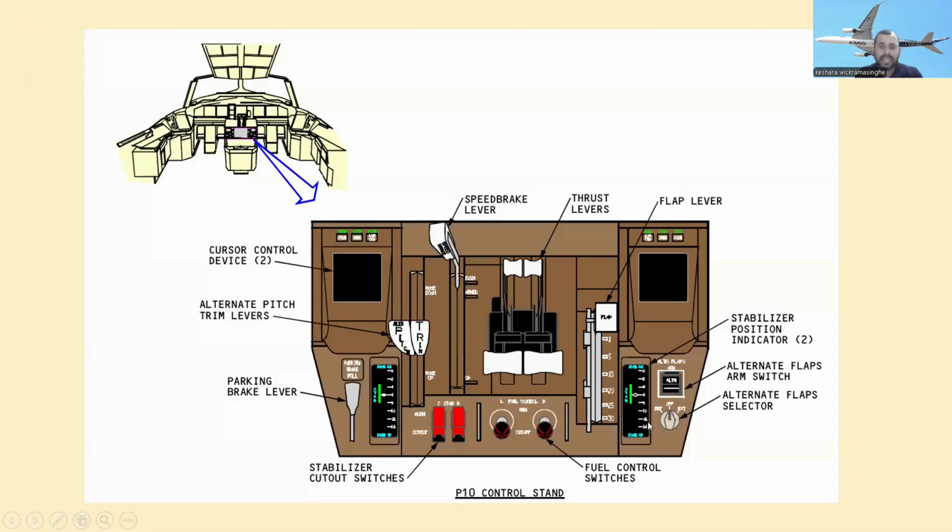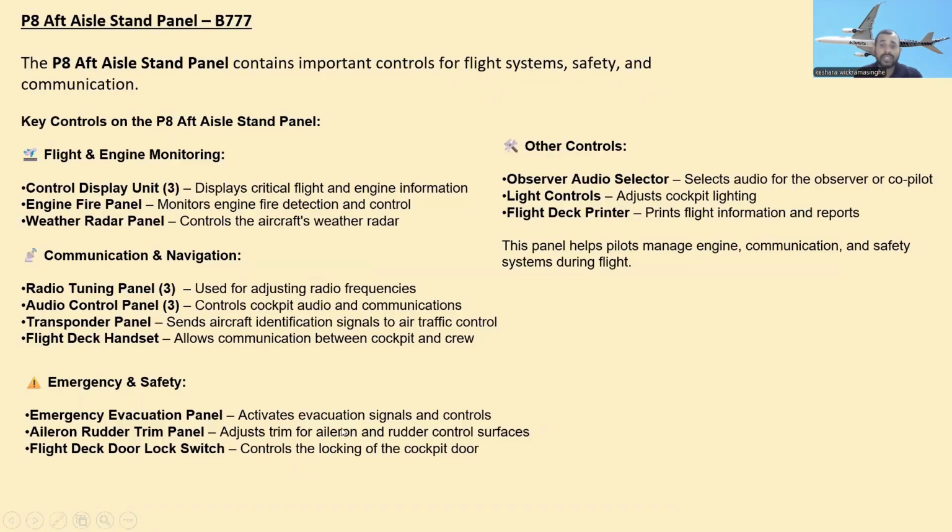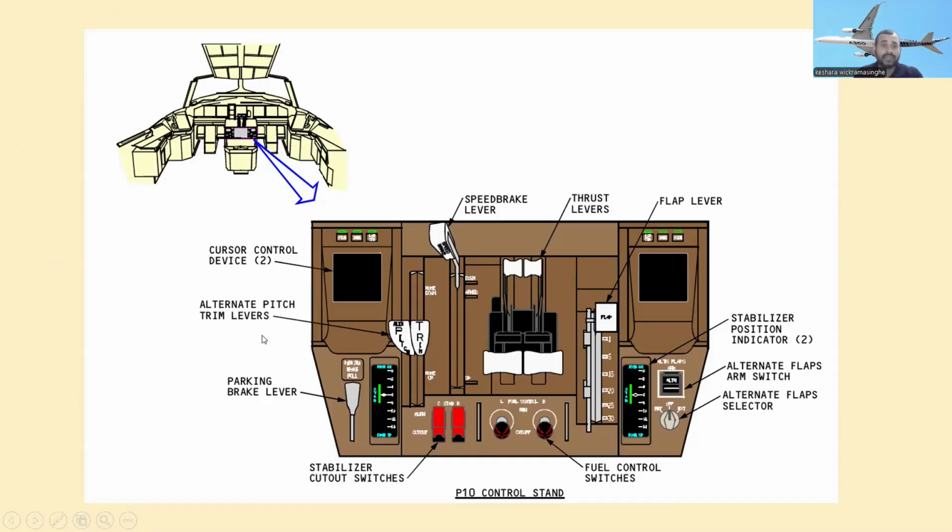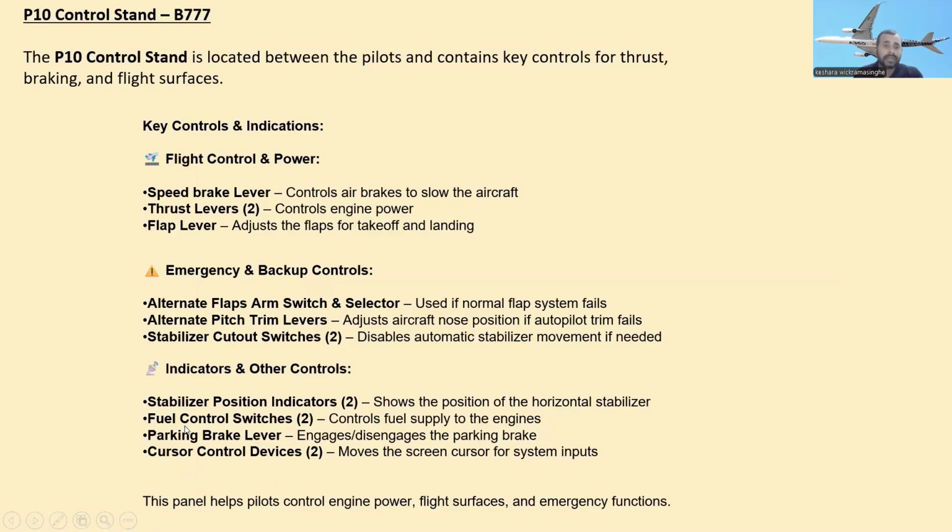Let's see the parking brake one. Where is the parking brake? Here is the parking brake lever. This one is used to engage and disengage the parking brake. And the fuel control switches, this is the fuel control switches. And the parking brake lever we talked about.